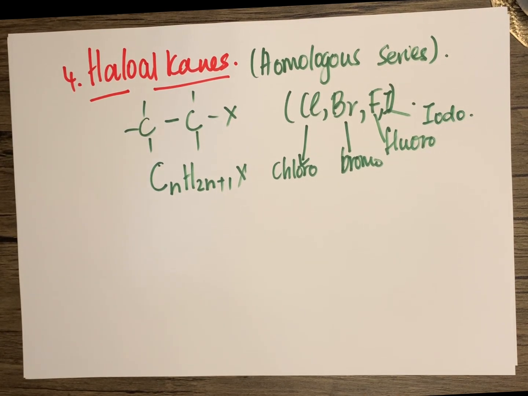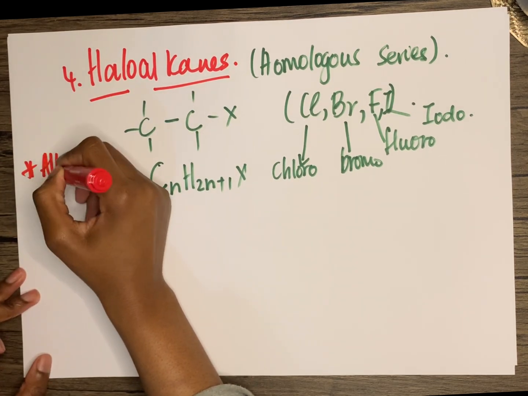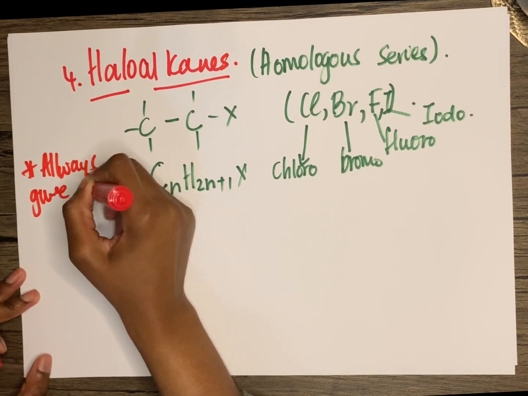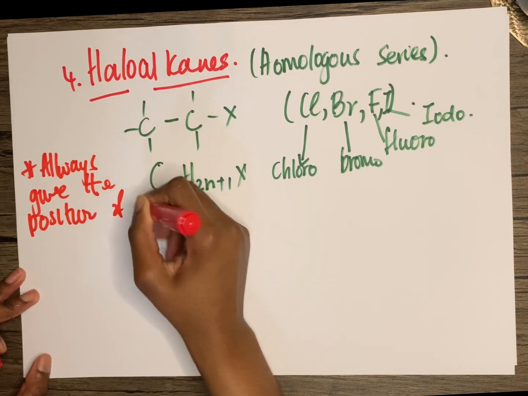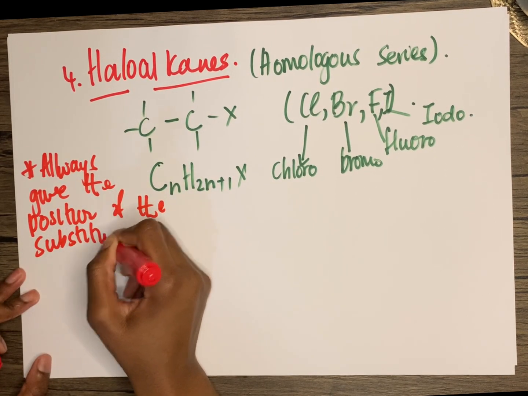Right? So when we're naming them, when we have any substituents, like I said, you have to give the position of the substituent. The same way you have to give the position of a functional group. So you must always give the position of the substituents.